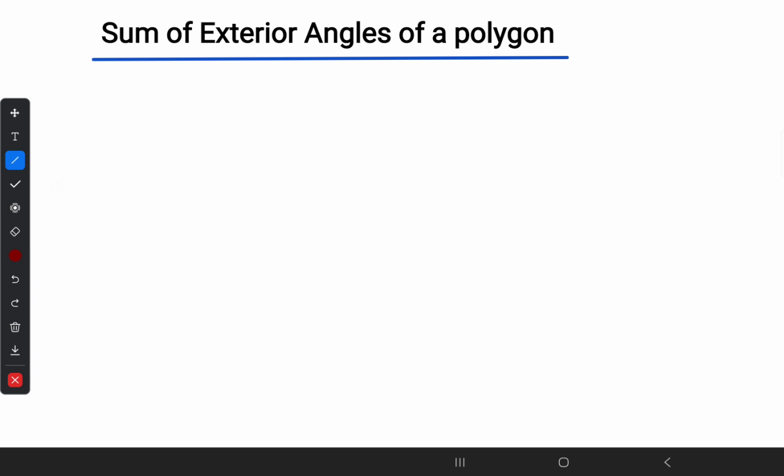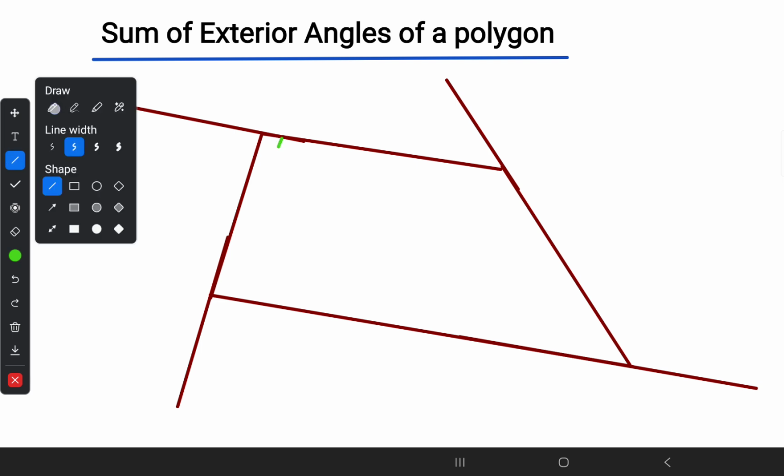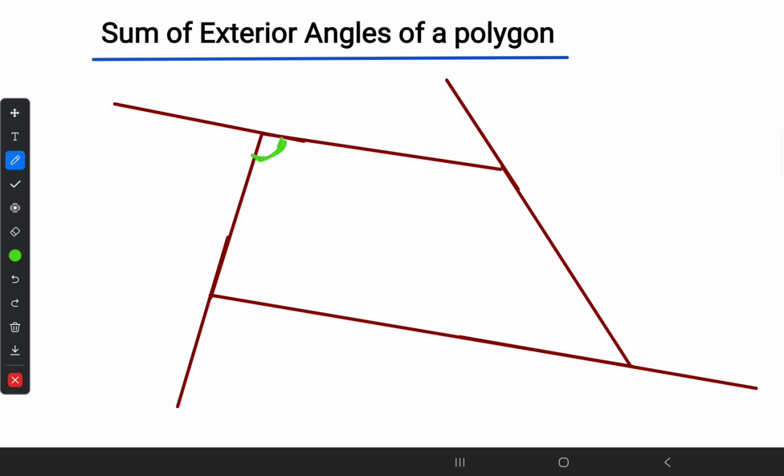Now we are going to think about a quadrilateral. First I'll draw a random quadrilateral. I'll draw like this. I'm going to extend all these sides: this side here, this side here, this side here, and both sides here. What are the interior angles? This is the interior angle. Corresponding to this one, with the extended line, we can identify the exterior angle. I will show you.